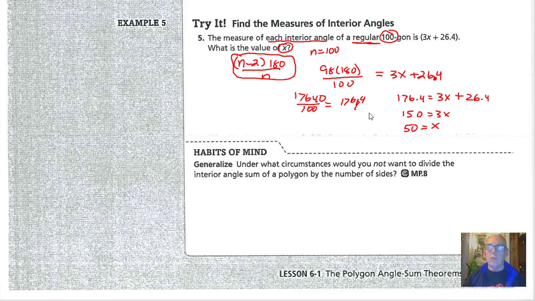What did we do here? I simplified on this side. This came out to be 17,640 divided by 100. So I moved the decimal 2 places and made that 176.4. So this simplifies to 176.4, and that's equal to 3x plus 26.4. Take away 26.4 from both sides, 3x is 150, x is equal to 50. So for that to work out, x has to be 50.